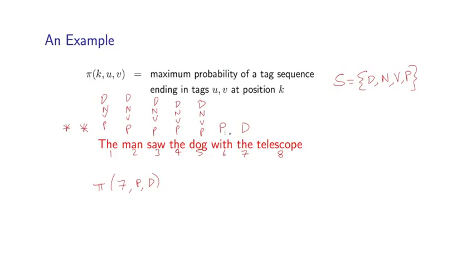And so there are many possible different sequences of tags which end in P D at positions 6 and 7. For example, I could have D, N, V, P, P, P, D. That's one possible sequence. And there are many others. Each of them will have a probability which is calculated by multiplying together the trigram probabilities and the emission probabilities, these q terms and these e terms. And pi 7 P D is going to be the maximum probability for any of these tag sequences which ends in tags P and D at positions 6 and 7.